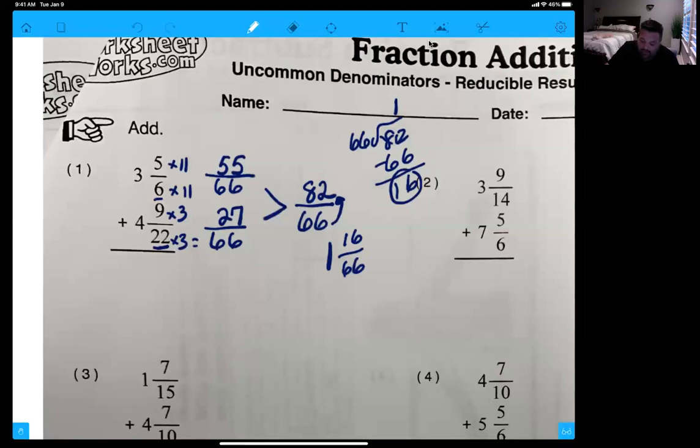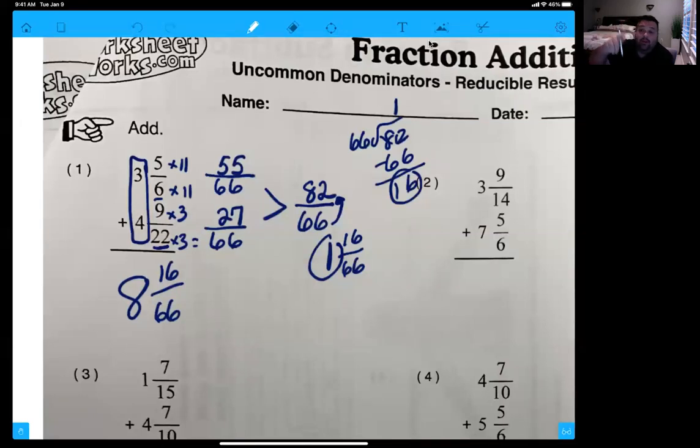Now, the only thing we didn't add into this yet are those whole numbers, right? So 4 plus 3 is 7. 7 plus this 1 right here would be 8. Our answer would be 8 and 16/66.